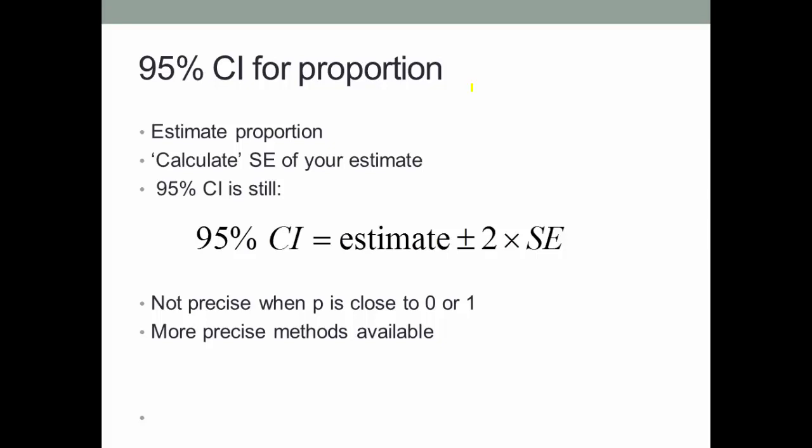The 95% confidence interval is still going to be your estimate plus or minus 2 standard errors. It's worth pointing out at this stage that there is a more precise version of this formula, and this formula here isn't actually very precise when the proportion you're looking at gets too close to 0 or too close to 1. So you have to keep that in mind. And as I say, there are more precise estimates in this particular case, precise estimates which are relatively easy in Stata.